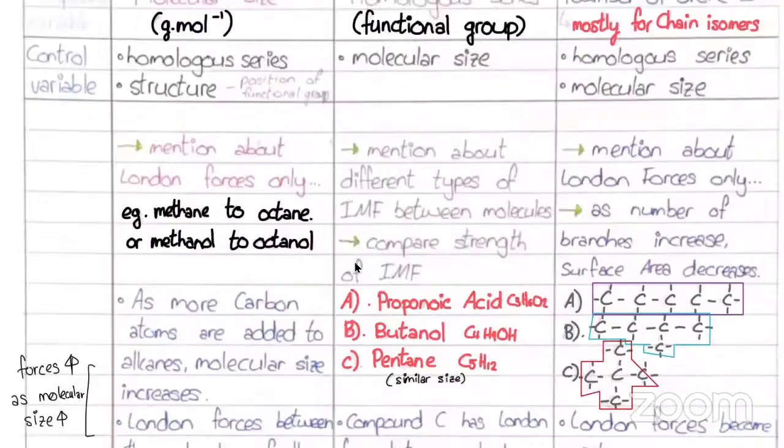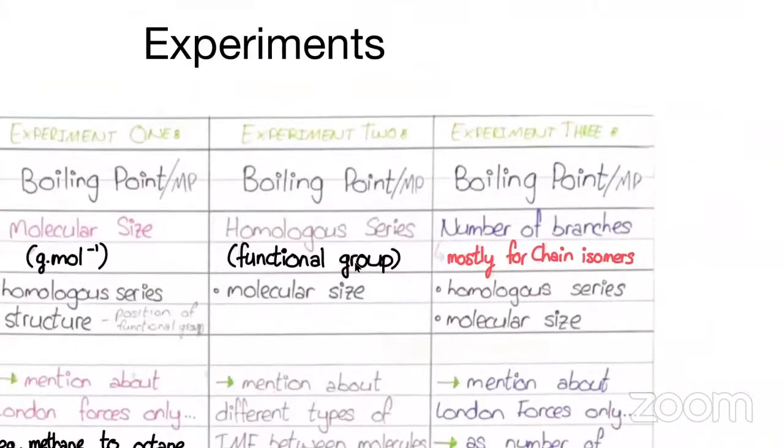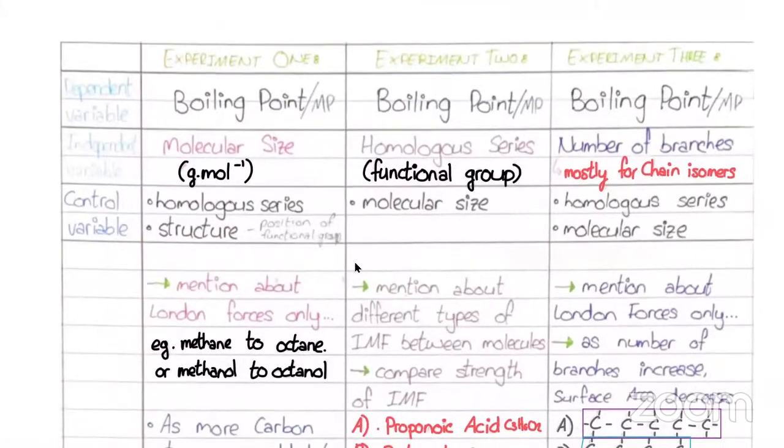Okay, let's look at the next experiment 2. So in experiment 2, the independent variable is the homologous series. So now we are changing the homologous series. Okay, so we're changing the functional group. The control variable is molecular size. So we're keeping the molecular size the same in this case. And the dependent variable is boiling point. All right, so again, boiling point is being affected.